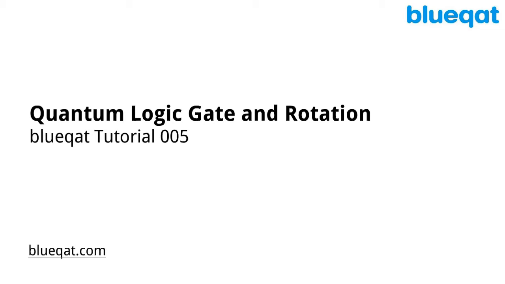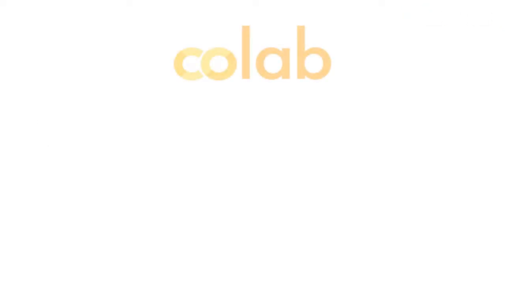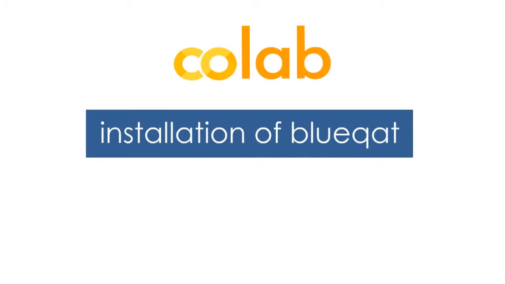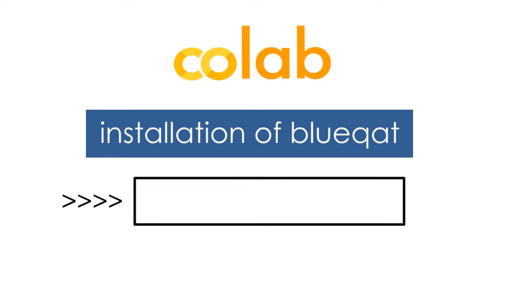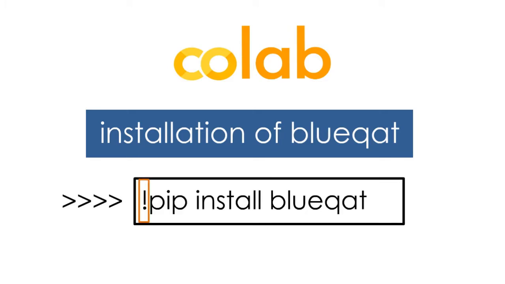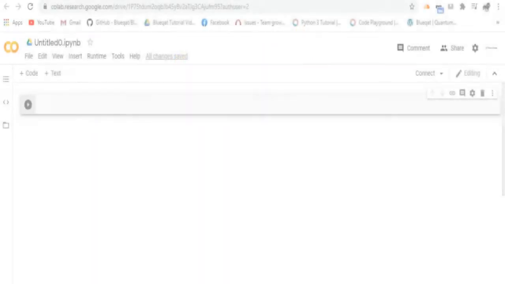In this tutorial video, we will be learning about quantum logic gates and rotation. We will be doing the coding on Google Colab. Like we did in the previous video, we will be starting with the installation of BlueCat. Type the code, !pip install BlueCat, in order to install BlueCat.